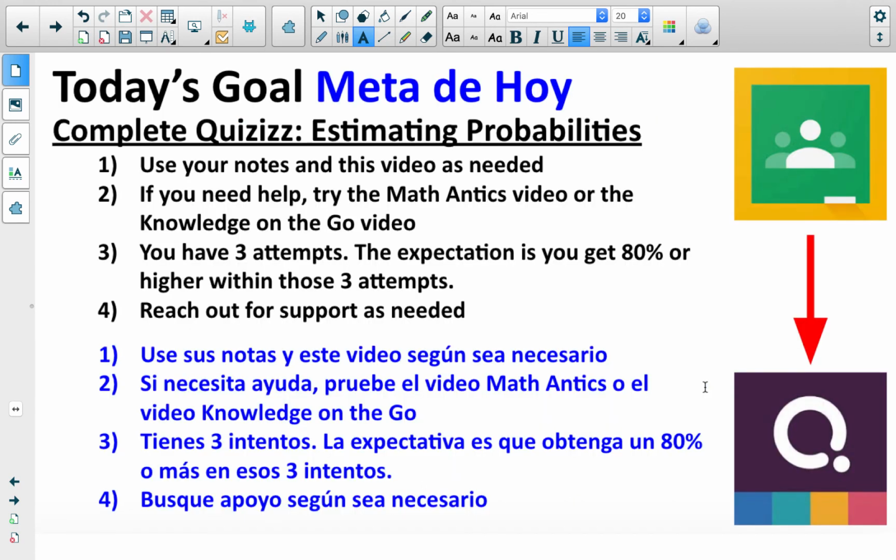Last assignment, in addition to whatever your homework assignment is for this week, you're going to go complete a Quizizz, so no Edulastic assignment this week. The Quizizz is titled Estimating Probabilities. It's going to be very similar to yesterday's. We're trying to build that very strong foundation, so when we get into more complicated probability problems, you guys are set up for success. So knock that out.